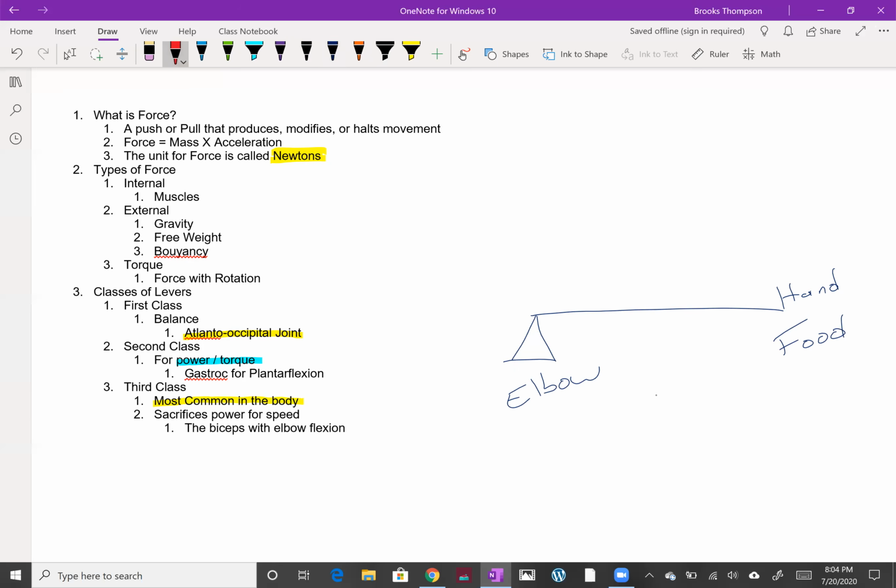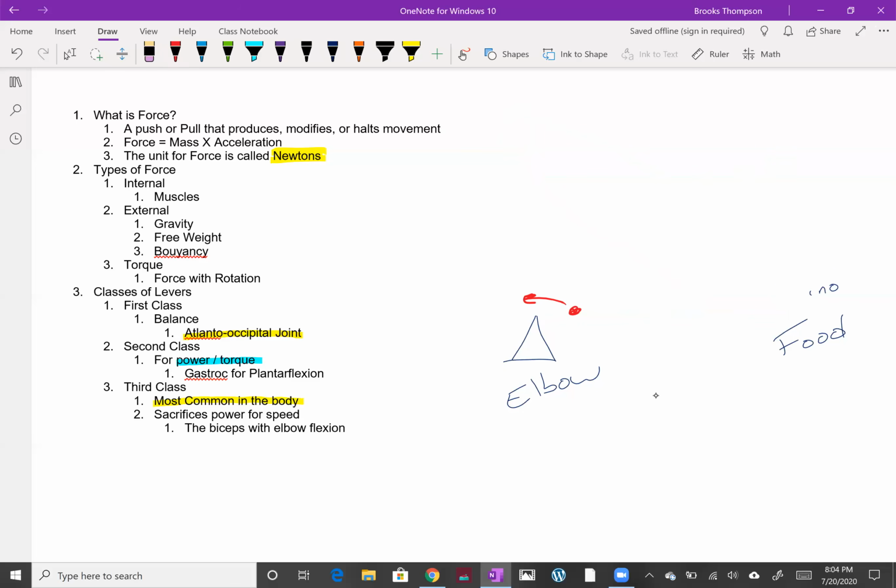So what happens is the bicep up in the shoulder connects down here on the radius. So the bicep is going to pull up so that your hand gets to your mouth at the same time that this part of your radius also gets here. So the third-class lever is the most common in the body. Its advantage is speed. It doesn't mean it can't be strong, it is.